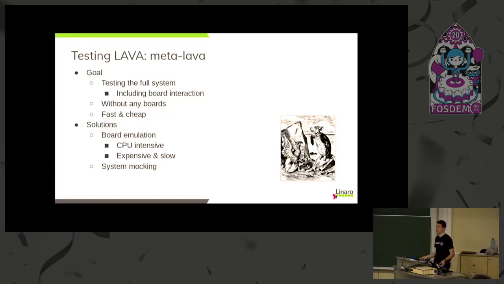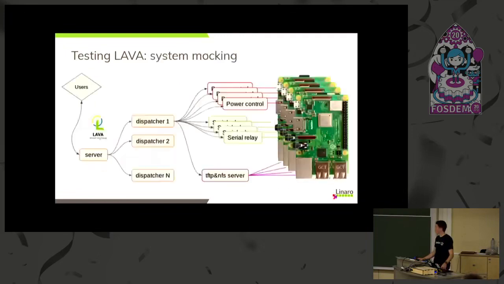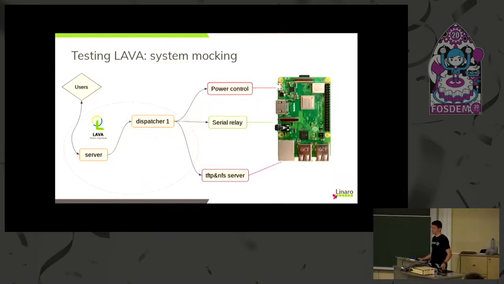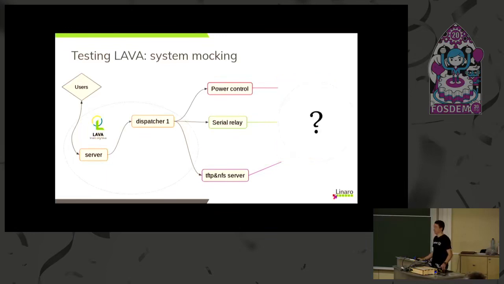So the easiest solution is to do board emulation using QEMU, but that's not cheap. You will need a lot of CPUs. So we have to do what we call system mocking. So what is system mocking? Going back to the Lava architecture, this is a full architecture. Just simplify it a bit. We take one server, one dispatcher, and one board. Try to make it simpler. So we don't want any boards. Just remove the boards. Now, how do we make the dispatcher believe that it's actually talking to a board?